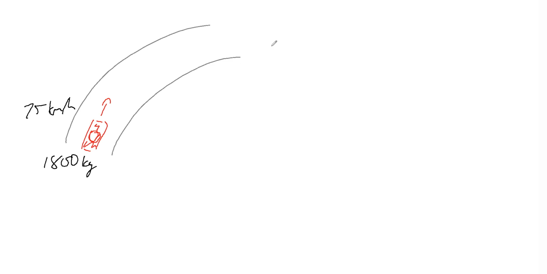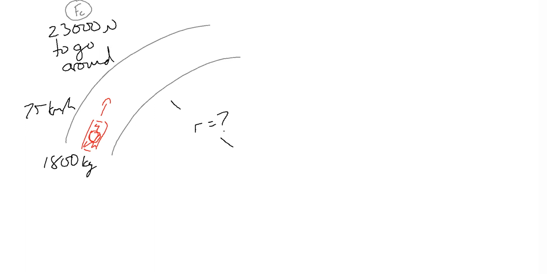Let's say it's using 23,000 newtons in order to go around the circle. Okay, and let's find the radius of the path. So it's using 23,000 newtons of force, so this would be my FC right there. I've got my 75 kilometers per hour, but of course I want to change that into meters per second. So I'll convert that to 20.8 meters per second, and then we should be good to go.